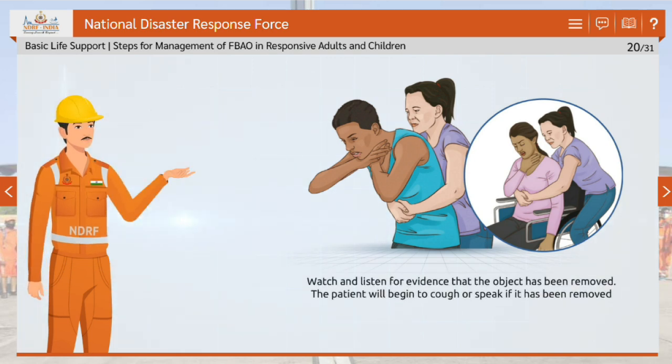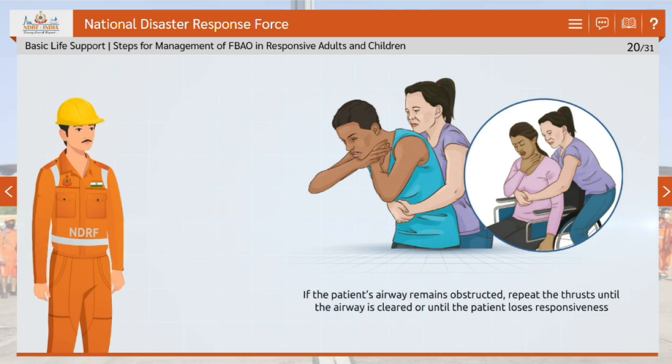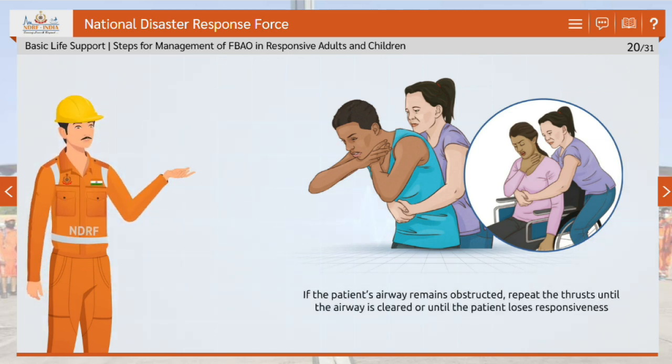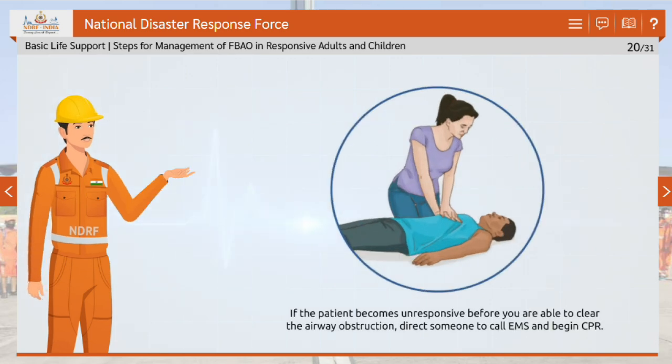Watch and listen for evidence that the object has been removed. The patient will begin to cough or speak if it has been removed. If the patient's airway remains obstructed, repeat the thrusts until the airway is cleared or until the patient loses responsiveness. If the patient becomes unresponsive before you are able to clear the airway obstruction, direct someone to call EMS and begin CPR.